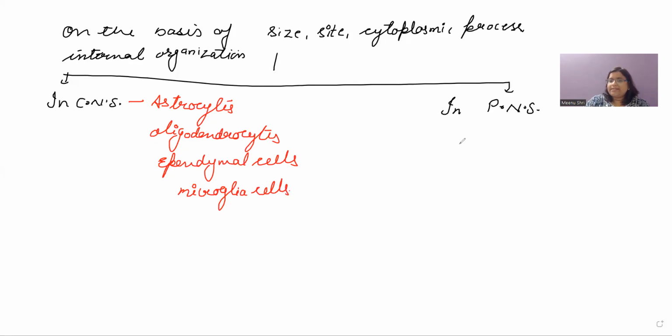In the peripheral nervous system, there are two types of glial cells. One is the satellite cells. The second one is the Schwann cells.